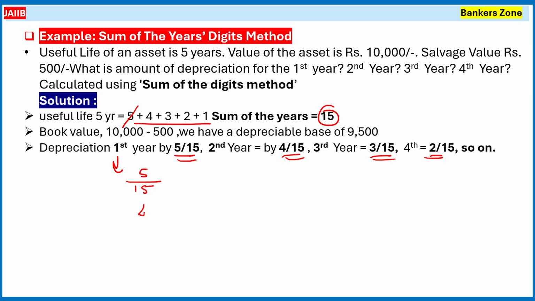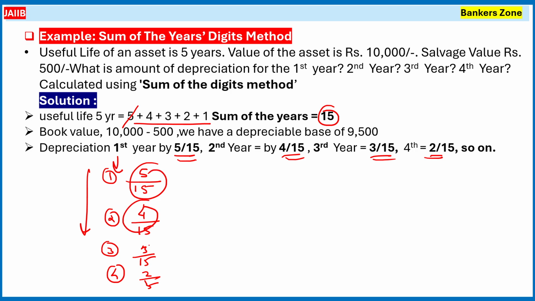For the next year 4 upon 15. For the next year 3 upon 15. For the next year 2 upon 15. So this is for the first year, this is for the second year, this is for the third year, this is for the fourth year. In that way you have to write them, right? This is the percentage of depreciation for the respective year. For the first year 5 by 15 means more. For the second year 4 by 15 means less than the first, right? So in that way you have to write.